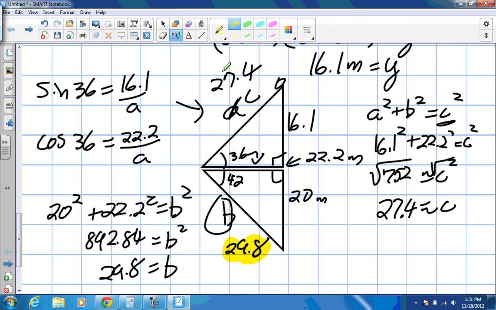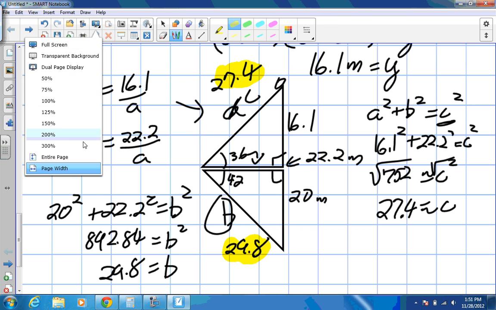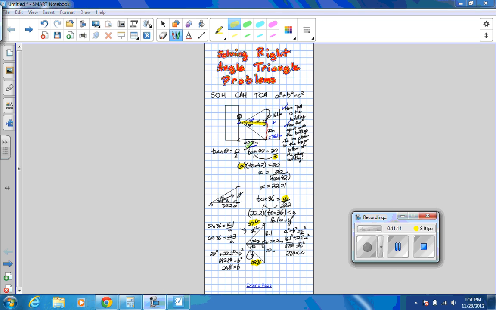So many questions we solved using all three of those ratios.